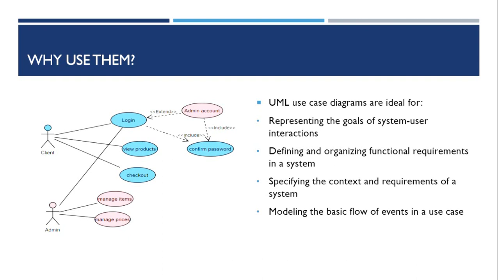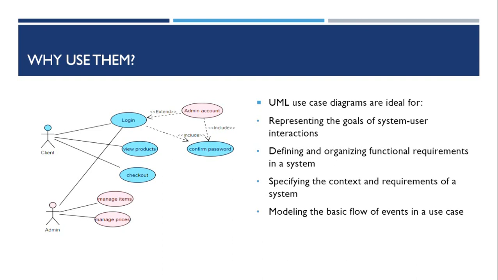The second point, defining and organizing functional requirements in a system. As we all know, we need to define functional and non-functional requirements of a system before developing it. So a use case diagram is very helpful for defining and organizing those functional requirements of a system. The third is specifying the context and requirements of a system.